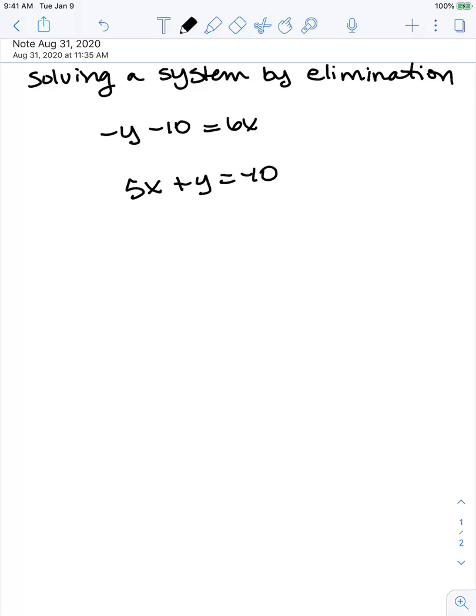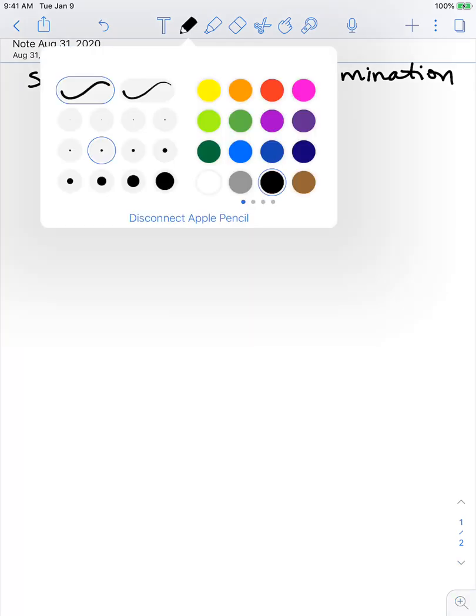Okay, so I'm going to show you how to solve a system by elimination. And the first thing that I noticed when I saw this system is that things are not in order so that I can do this well. What I want is for both equations to be in this form.